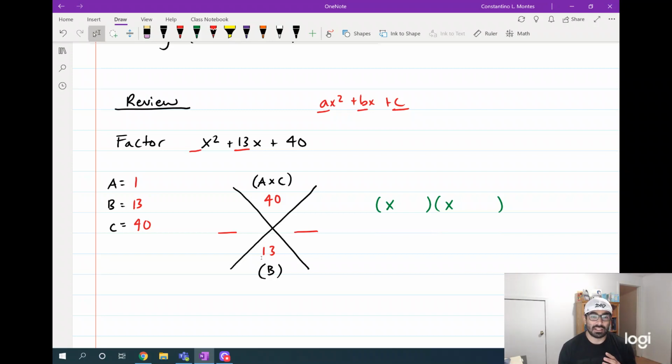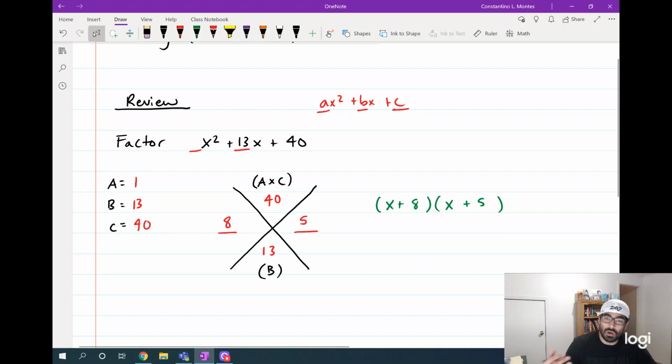But see how those numbers are kind of close? That means that the numbers we're using are kind of close, right? So if you do a little bit of work, you'd find out that 8 times 5 gives me 40, but when I add 8 and 5, it gives me 13. So in this case, since we're factoring and we found those two numbers, we know that this is going to be x plus 8 and x plus 5.